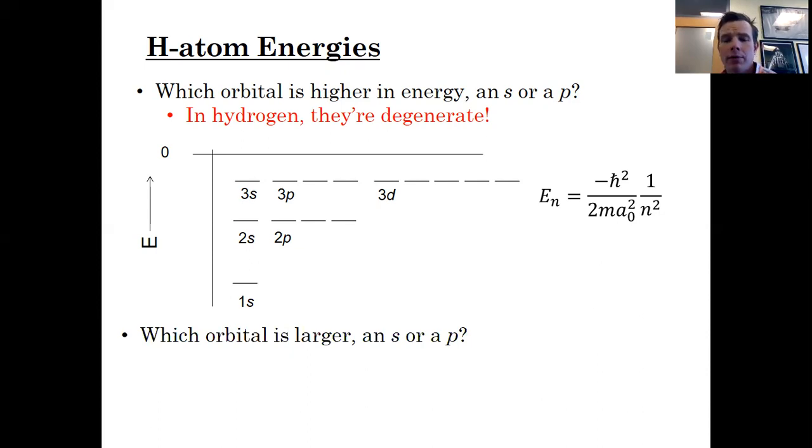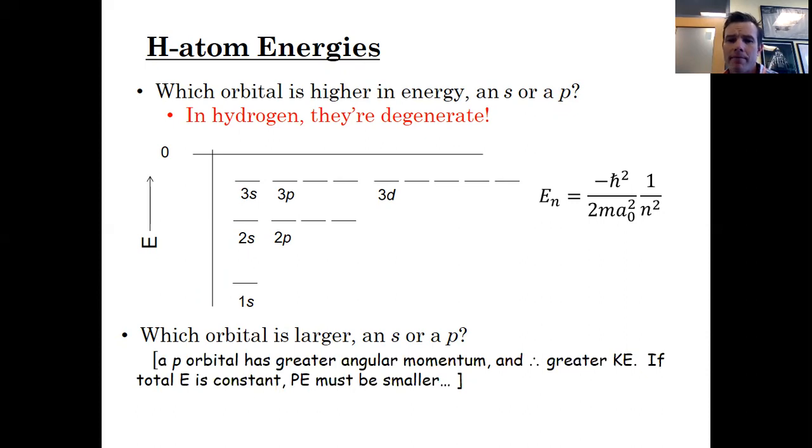So, for example, which orbital is larger, an S or a P? Well, if you're anything like me, you say a P orbital is bigger. But now you process that. In terms of their angular momentum, a P orbital has more angular momentum than an S orbital. L is equal to 1 in a P, L is equal to 0 in an S orbital, right? So the P has more angular momentum. If it has more angular momentum, it has to have more kinetic energy. If it has more kinetic and the total energy is the same, that means that the potential energy in a P orbital is smaller than the potential energy in an S orbital.